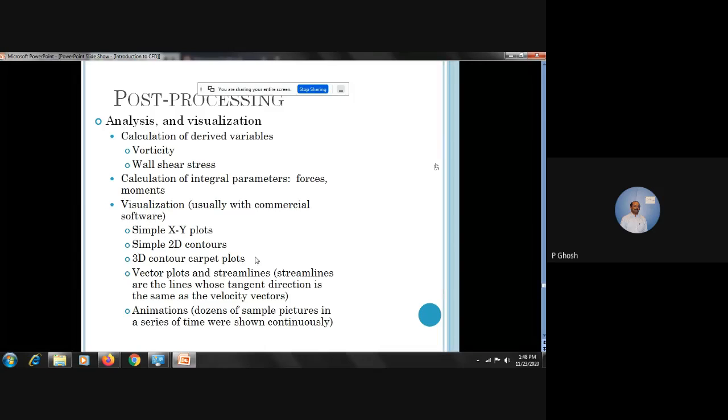You can plot your velocity with time; this is basically an XY plot. You can plot contours, such as velocity contour, pressure contour, temperature contour, etc. 3D carpet plots are also possible. These are all inbuilt features of a CFD software. If you are not interested in that, or you are writing your own code, there are software like Tecplot or MATLAB that can do that. Also vector plots, streamline plots, and animation, showing how it behaves with time, how droplets are generating with time.